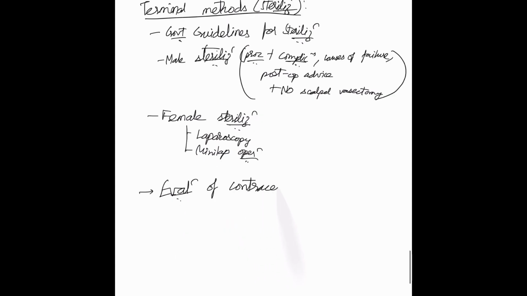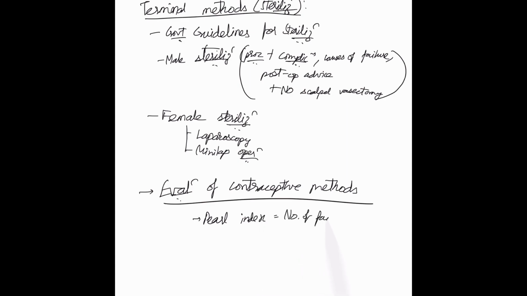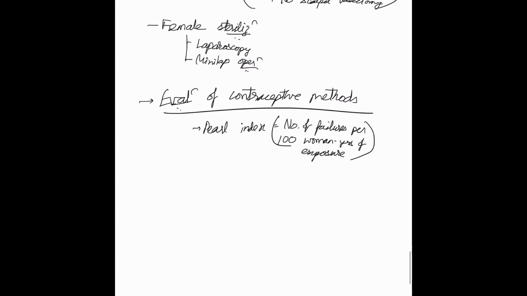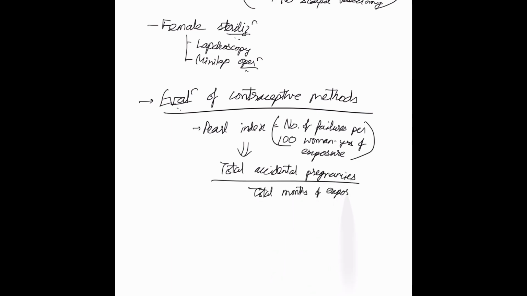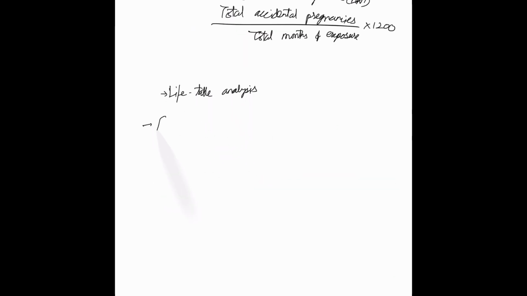We then move on to the evaluation of contraceptive methods, in which we learn about the Pearl Index, which counts the number of failures per 100 women years of exposure, which is basically the number of total accidental pregnancies by total months of exposure into 1200. Then there's another method that's called life table analysis. So we then move on to what are the requirements to ensure a family planning program is successful.